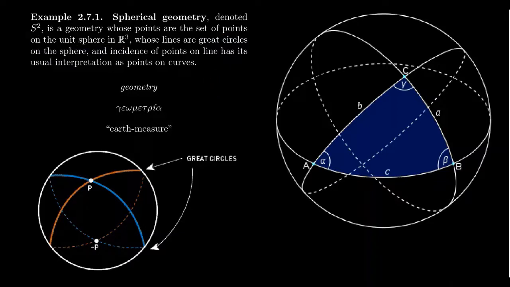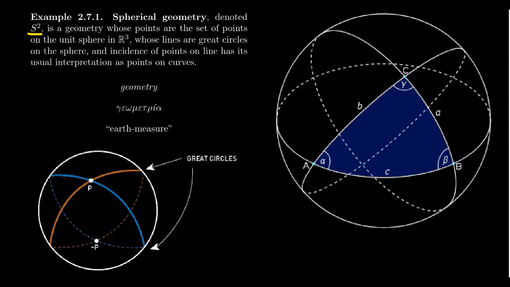So how do we make sense of this as a geometry, right? A geometry, like I said, needs to have points, it needs to have lines, it needs to have incidence. Well, the points are just going to be the elements of the set. So S2 is a subset of R3. So the elements of S2 are elements of R3, so we can naturally think of those as points.